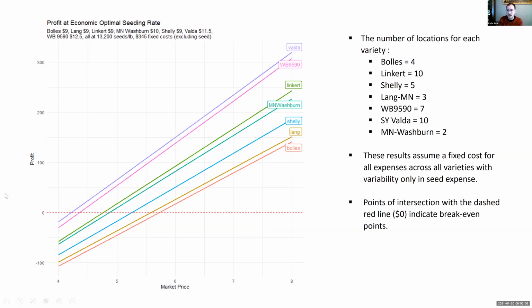The dashed line at the 0 here, this would be indicative of your break-even points. So you can kind of see at different market prices, expected market prices, where there's a potential break-even. Yeah, so that's sort of a profit equation. Now, when we look at the profit equation, the next question becomes, okay, well, what's the economic optimal seeding rate? And that's the thing I looked at next here.